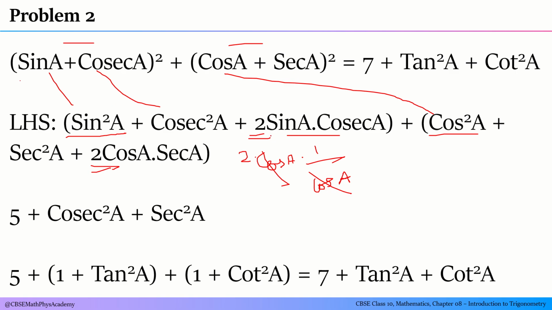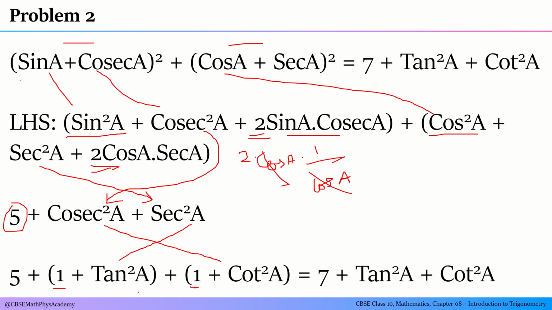You have 1 plus 2 becomes 5 here. Then the remaining terms are carried over. Cosec square A comes here and secant square A comes here. Now this is the equation you have, and you are going to apply trigonometric identities 2 and 3. So it becomes 5 plus cosec square A, which is 1 plus cot square A, plus secant square A, which is equal to 1 plus tan square A. This 1 and this 5 get added as 7. And the remaining terms tan square and cot square come over here, which is exactly the right hand side of your equation.